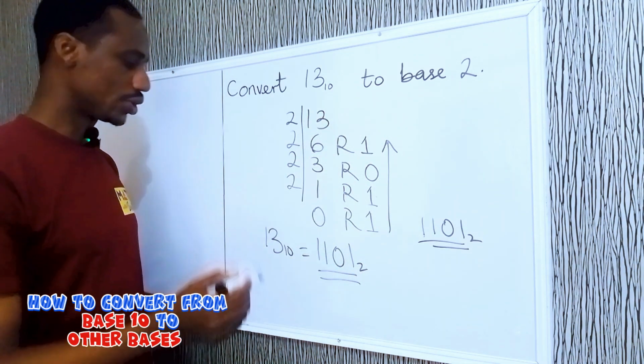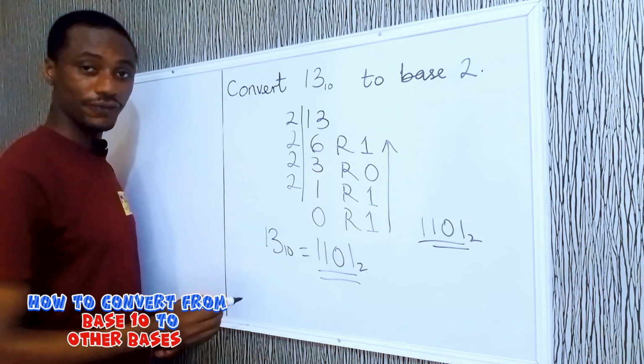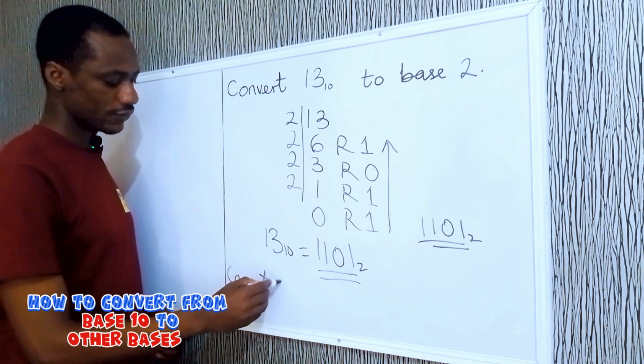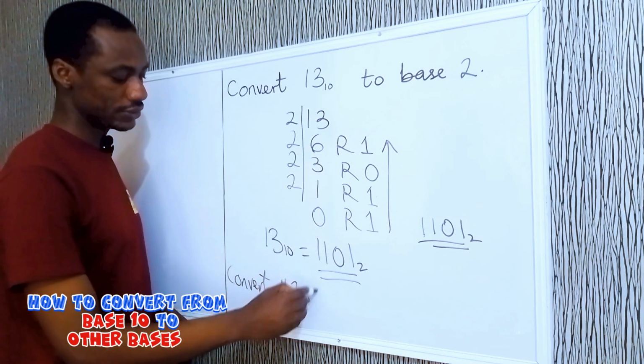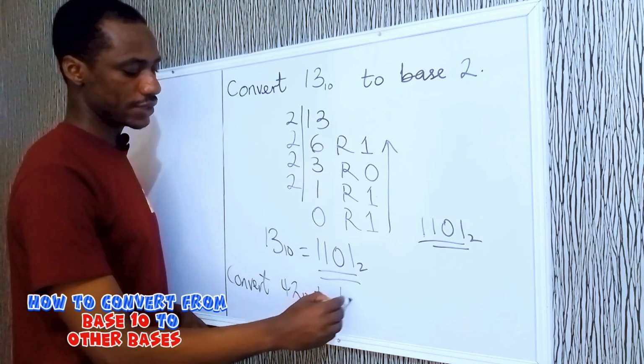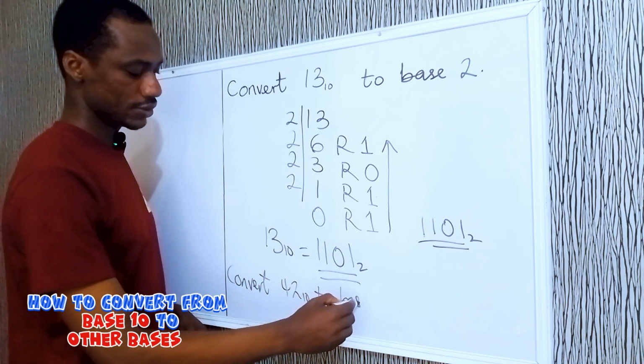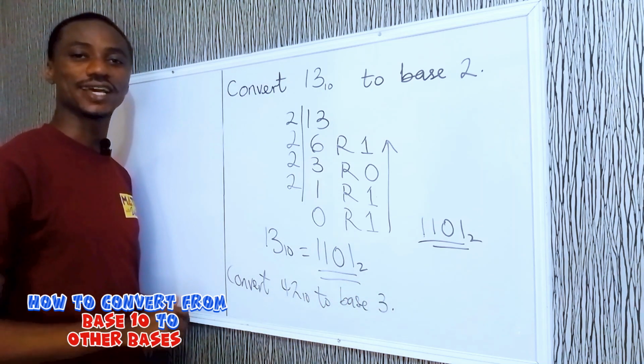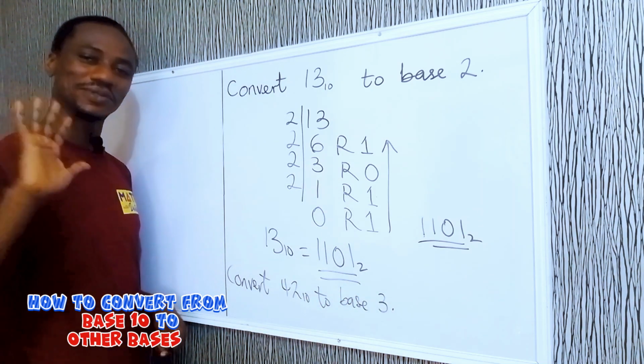All right, so your turn. You're going to convert 42 base 10 to base 3. And let me have your answer in the comments.